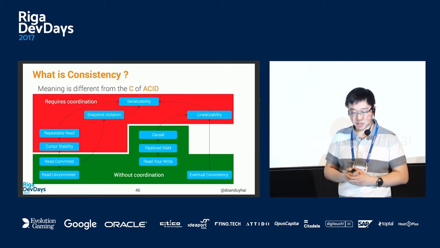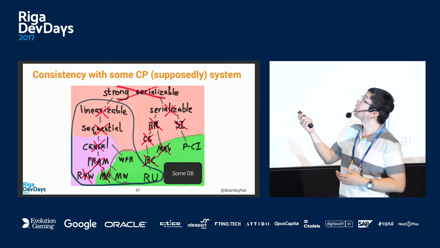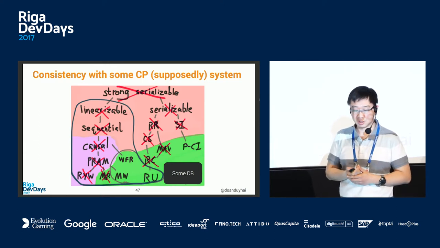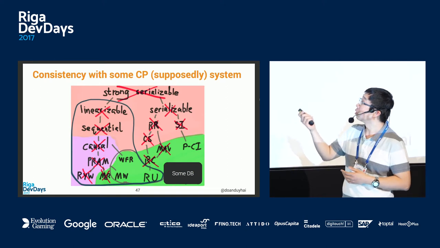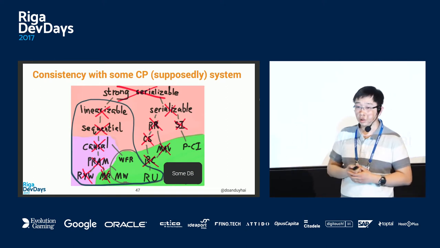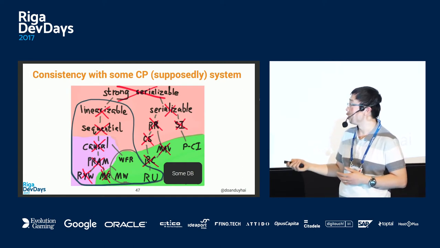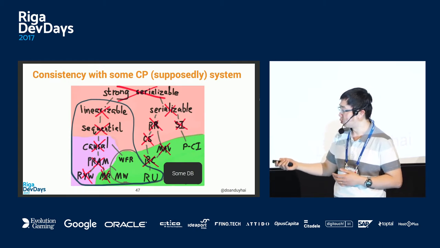So let's take an example. Some databases claim to be CP, but in fact, after analysis, they do not provide any of the consistency models they claim to provide. They provide only read uncommitted and monotonic write. Sorry.